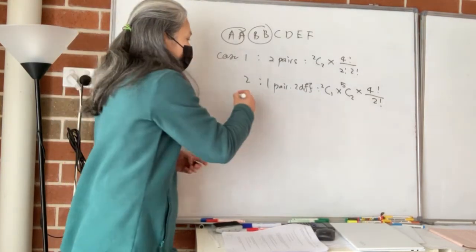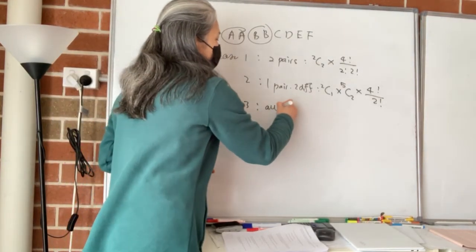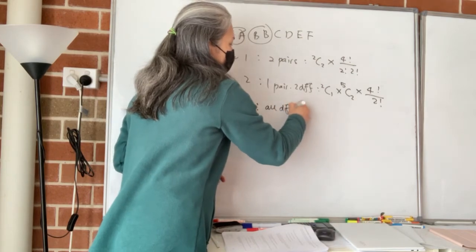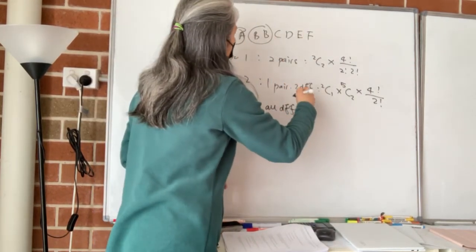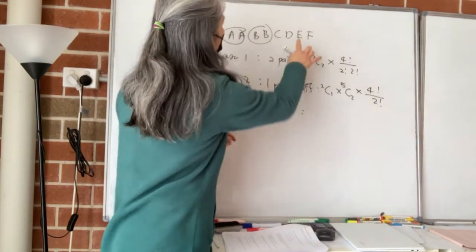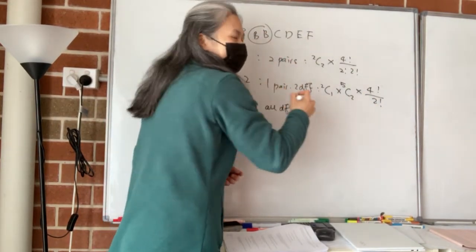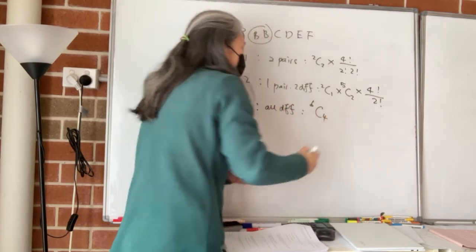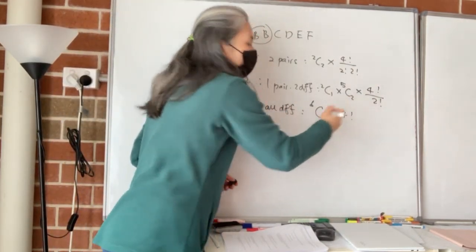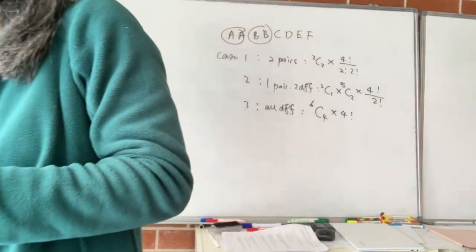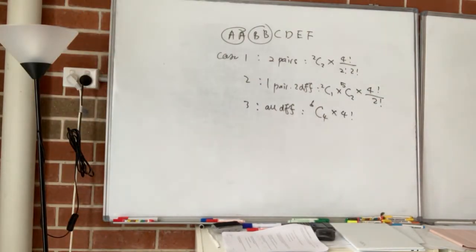And the third case, where you have all different. That means 5C4. Is that 5? 6. Oh, 1, 2, 3, 4, 5, 6. Yes, 6C4 and then 4 factorial, because there are no repeats, so I don't have to divide. And then you just add them up, because you have case 1 or case 2 or case 3.